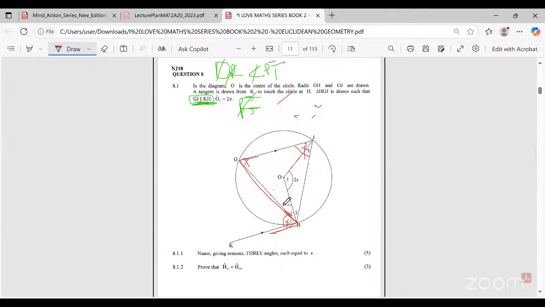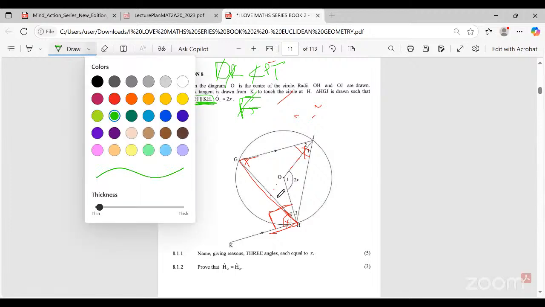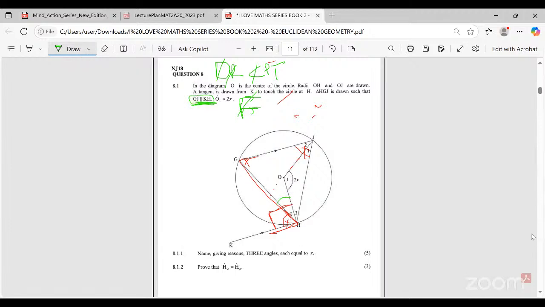We said this is 90 degrees. Do you remember why? Yes, sir. Why? Is the radius, sir. Yes, and then it's perpendicular to the tangent. Therefore, what will the size of this part be? 90 minus x, sir.